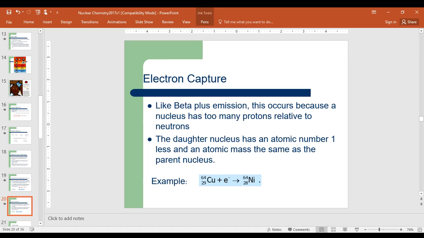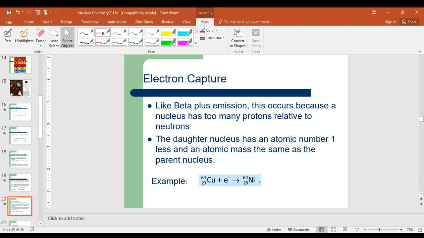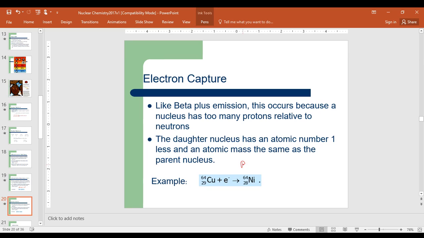Another type of radiation that we see is electron capture. Here we have a situation where we have a nucleus with too many protons relative to neutrons. So we have a proton combining with an electron to form a neutron. This will reduce the number of protons and increase the number of neutrons.